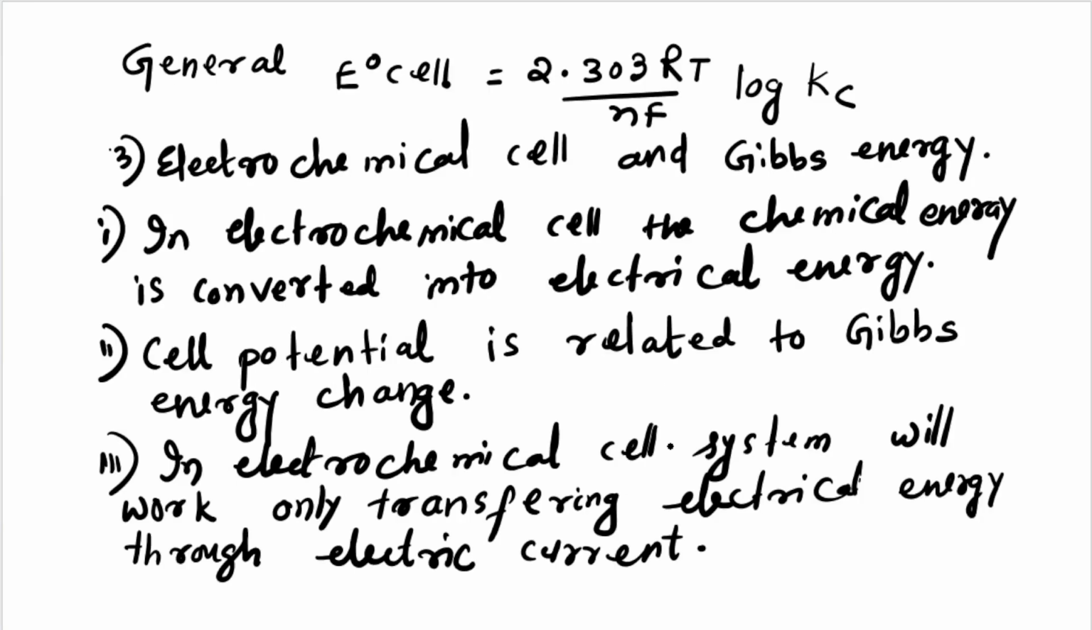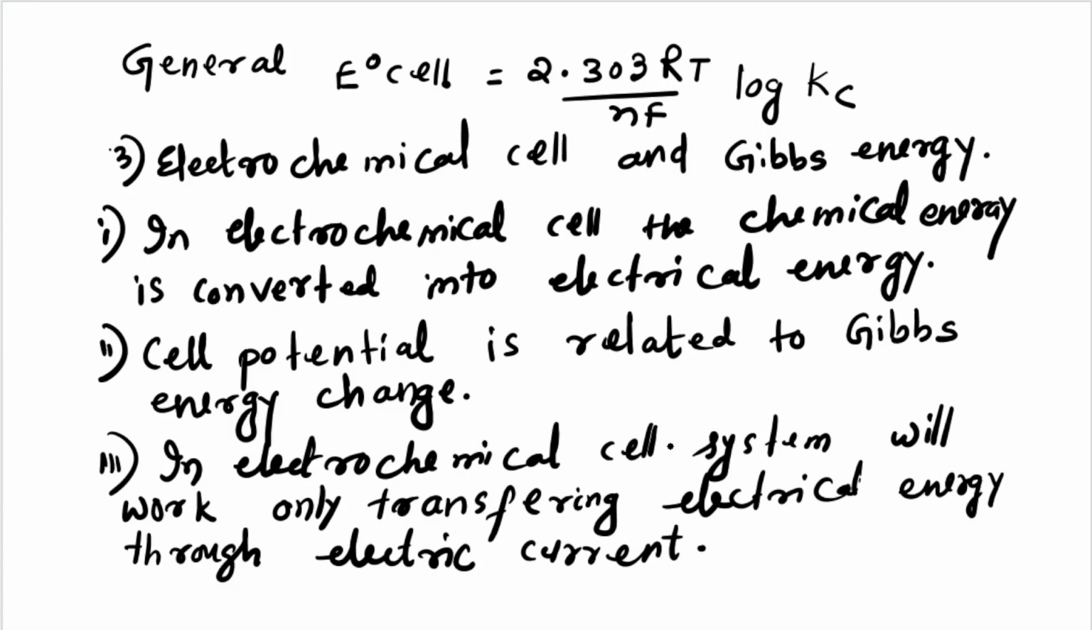And next, generally, E0 cell equals 2.303 RT by nF log Kc. This is the formula. Then what is the relation between an electrochemical cell and Gibbs energy? Gibbs energy comes in the equilibrium chapter in 11th class, and electrochemical cell is related to 12th class. Then how are both related?